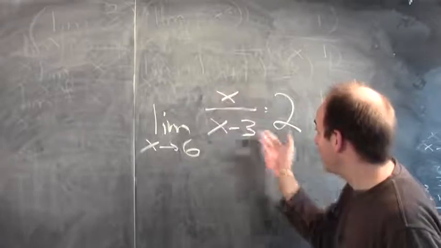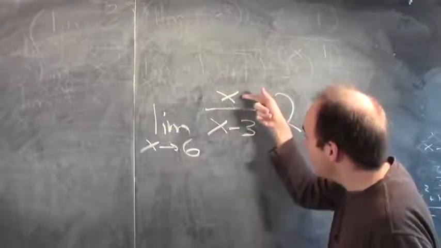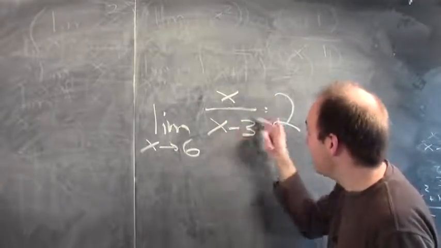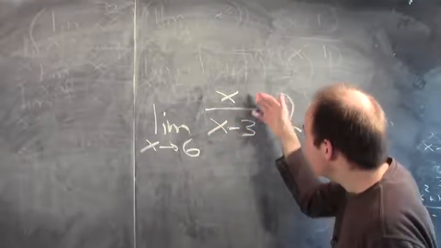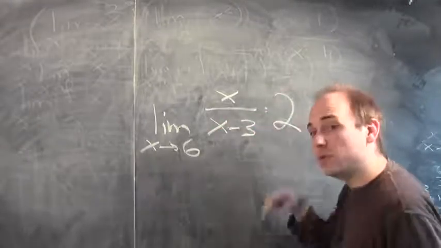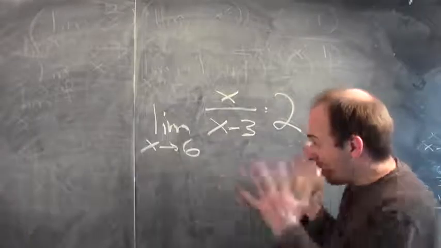I can make this quotient as close to 2 as I like, because I can make the numerator as close to 6 as I need, and the denominator as close to 3 as I need, to guarantee that this ratio is as close to 2 as you like. So that limit is 2.